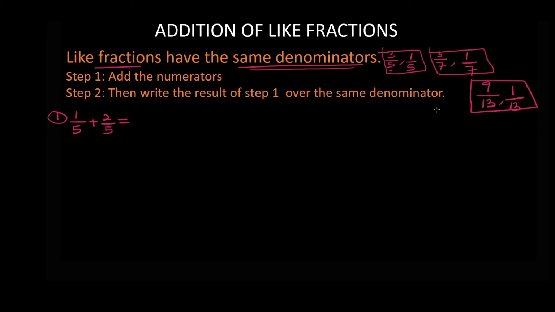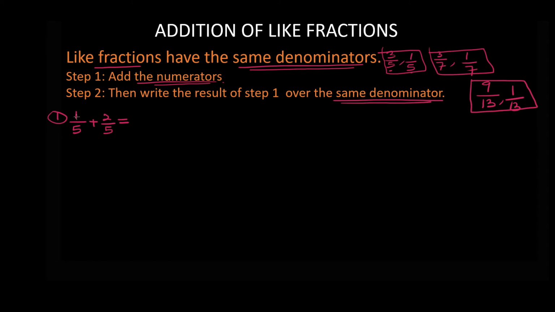So what are the steps in the addition of like fractions? The first step is only add the numerators. And then the second step is to write the result of your step 1 over the same denominator, over that same denominator we are talking about. Let's look at a couple of examples for you to better understand what we are explaining right here.